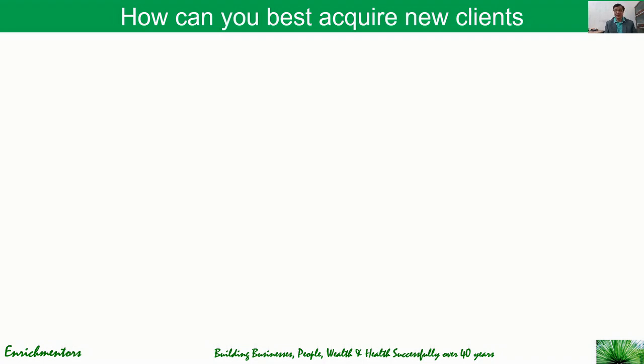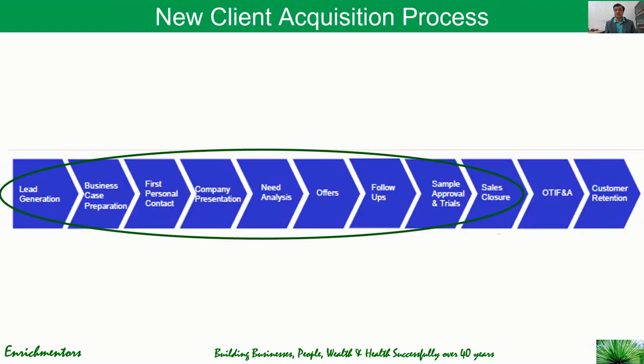Okay. So this is actually a 9-step process that you see on your screen, and there are a total of 11 steps. The last 2 steps are part of satisfying and maintaining the relationship, and there are 9 steps before that. And the 9 steps, as you would have guessed by now, start with generating a lead. A lead is something that can lead you to getting a new client.